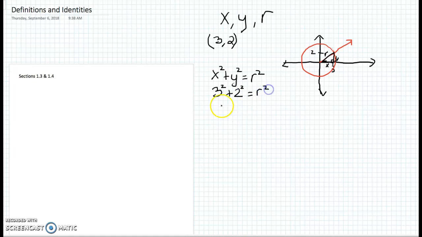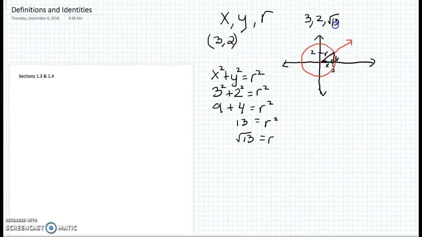So let's figure out what that r is. We would have 9 plus 4 equals r squared, and so you have 13 is r squared, and so you have the square root of 13 is r. Notice that r is a radius, and you would never say that the radius is negative. So now what I have is 3 values as promised here. Everything in trig is based on these 3 values. x is 3, y is 2, r is the square root of 13.